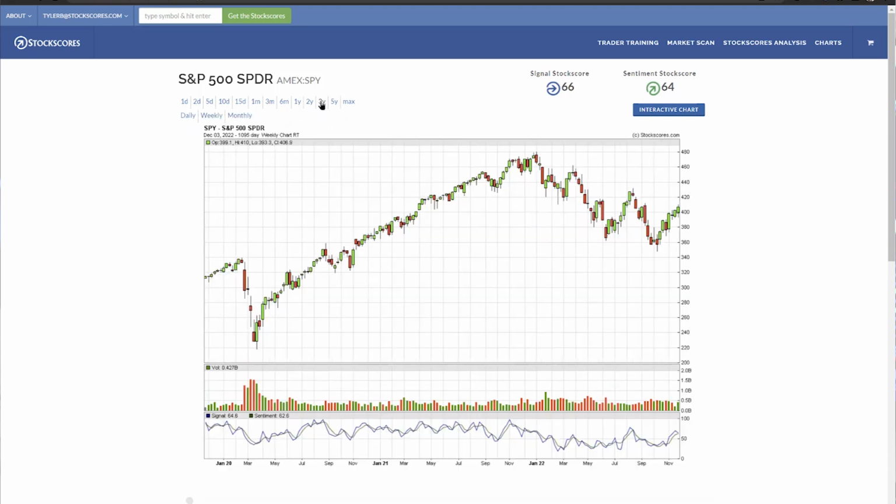In the long term, looking at the 3-year chart, we've got a very interesting situation. We are just starting to tickle through that downward trend line. That is a positive sign. You can see our sentiment stock score is in the green now. It went above 60. And so we're starting to see real buyers taking control.